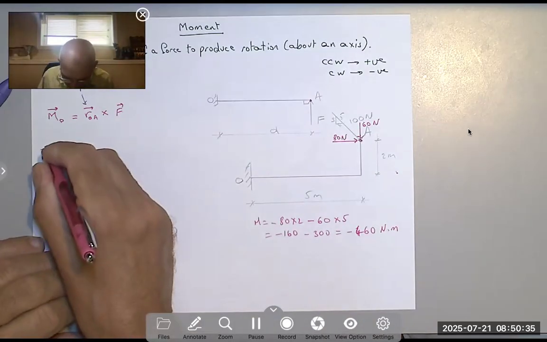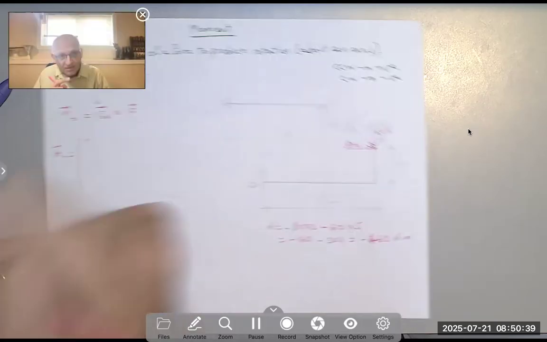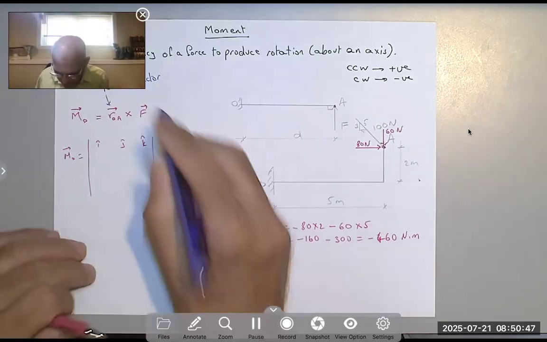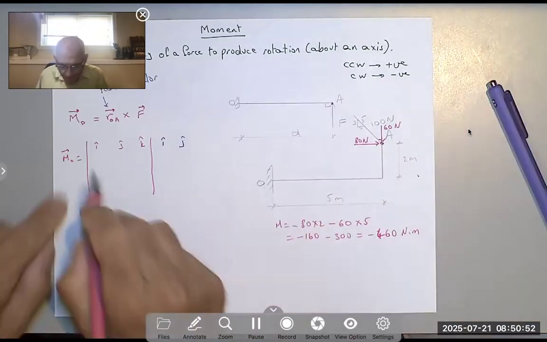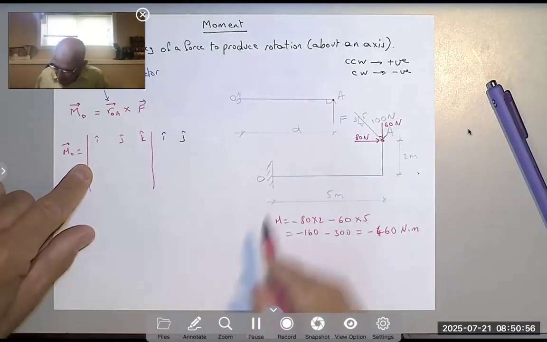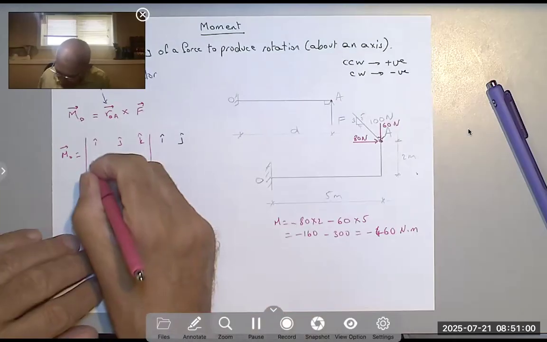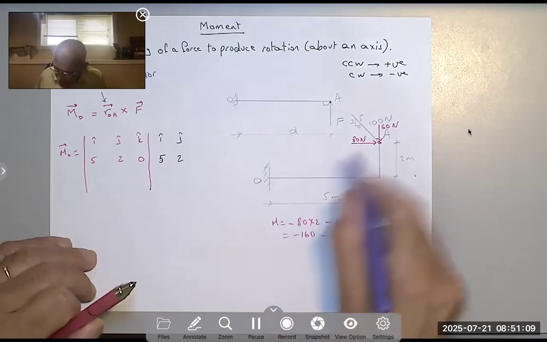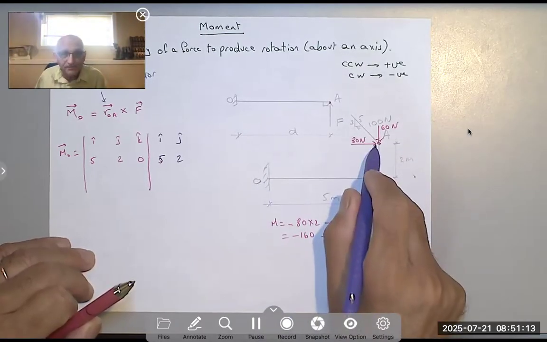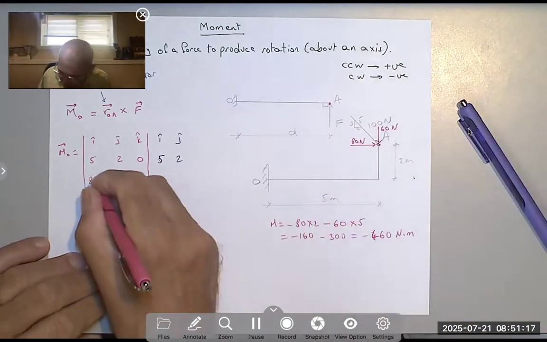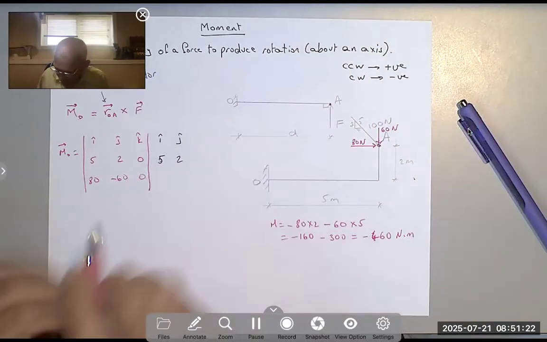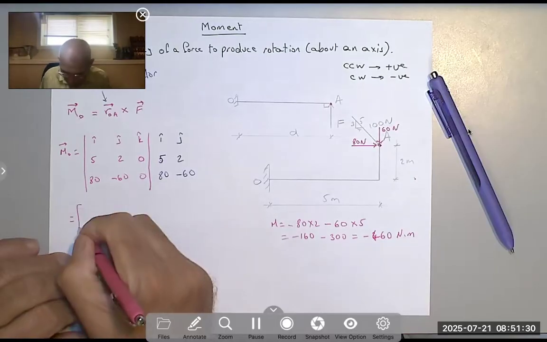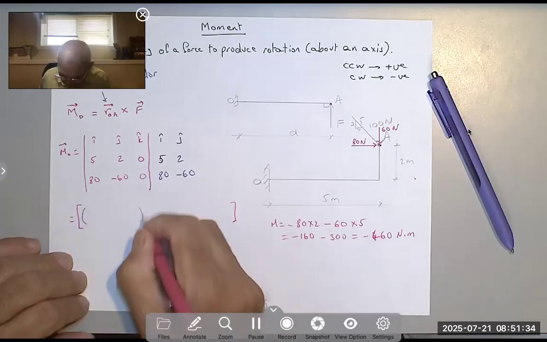We are going to say my moment equals, as we did in the previous session in math, I, J, K, maybe a different color. I'm going to write IJ. Position vector first, not force first. OA is 5I plus 2J plus 0K. 5, 2, right? Do you see that? I'm going from point O to point A. I move 5I plus 2J. And then the force is 80I negative 60J 0K. 80, negative 60. So my moment equals, like we learned, we are going to use two brackets with two pairs of parentheses in between.